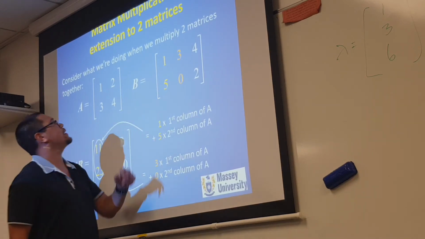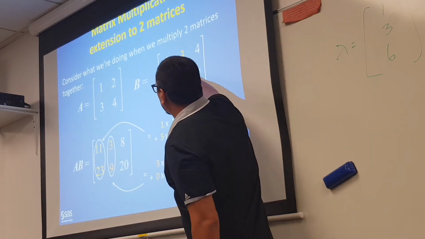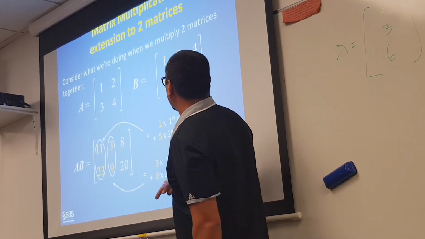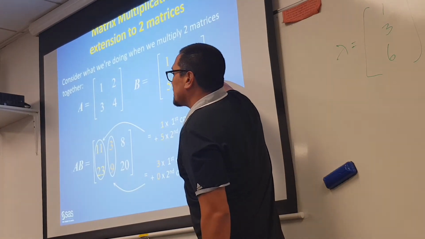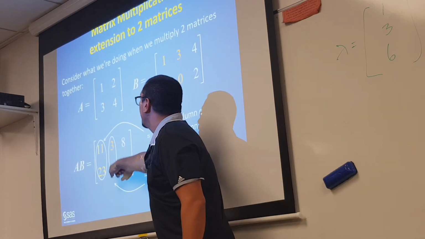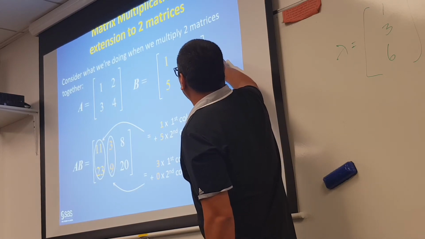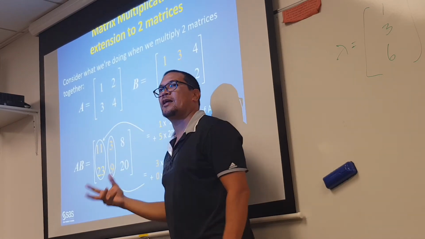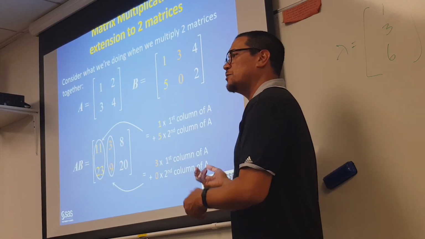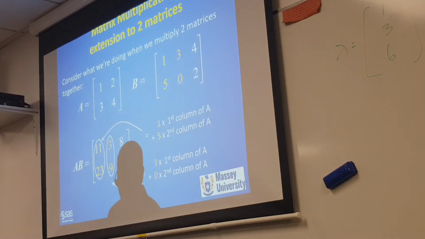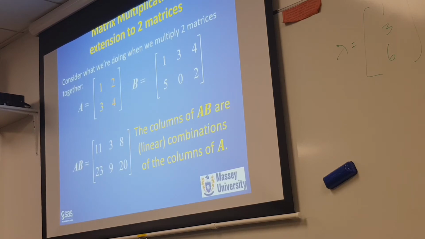according to this, A times B is 1 lot of the first column of A plus 5 lots of the second column of A. That's going to be here. This is going to be 3 lots of the first column plus 0 lots of the second column, and that's going to be this bit here. And then 4 lots of the first column, 2 lots of the second column, and that's going to give you that answer here. Once again, we're combining the elements of A in a linear fashion with the elements of B. Okay, we can do that.